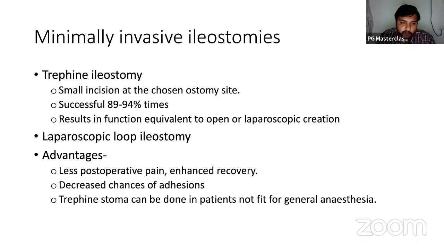Then a loop ileostomy can also be created laparoscopically. The triangulation occurs from the opposite side: if we are planning to do the ileostomy on the right side, the triangulation is usually done from the left side of the abdomen. Advantages of minimally invasive ileostomies include less post-operative pain, less adhesions, enhanced recovery, and decreased chances of small bowel obstruction post-operatively.